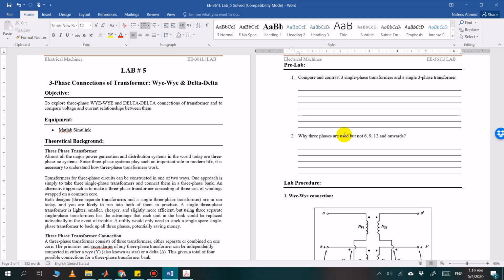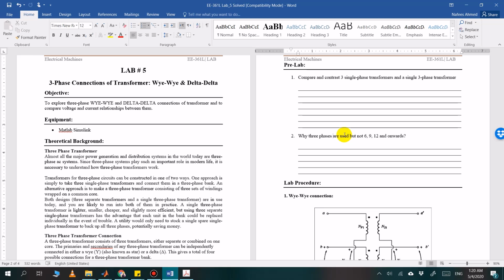The complete answer is that it's also about economics. If you talk about 6 phases, it is going to cost us accordingly. If you are going to use 12 phases, it will cost us more and more. So economics plays a very significant role here. Three phase is the only combination in which we get a very high cost to benefit ratio. So three-phase provides us the maximum cost to benefit ratio.